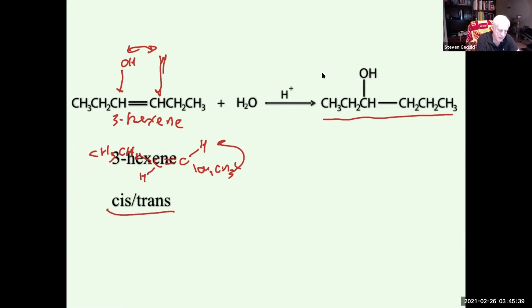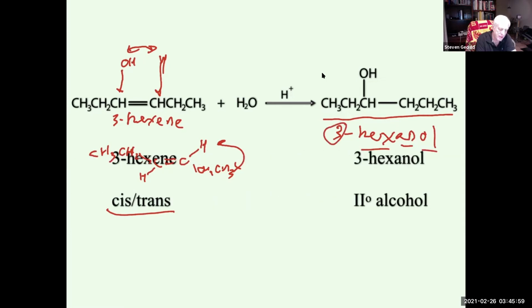And if we name the product, it would be 3-hexanol. All single bonds, 6 carbons. OL is an alcohol, which is an OH group at the number 3 carbon. 3-hexanol. And this one is a primary alcohol. Secondary, I'm sorry. Here's your carbon with the OH group attached. You have a carbon attached here, and a hydrogen, so 2 carbons attached. It's a secondary alcohol.